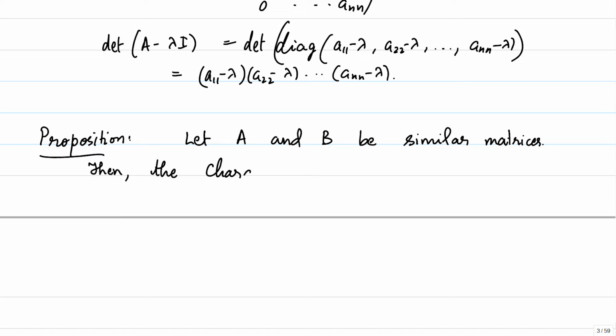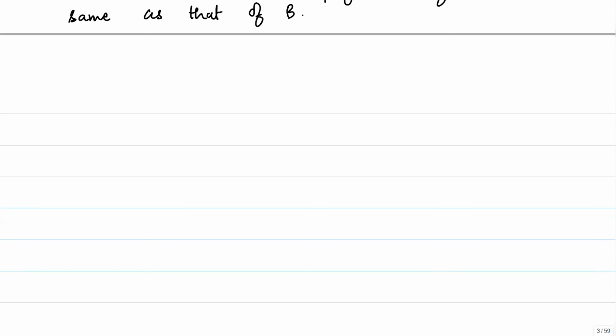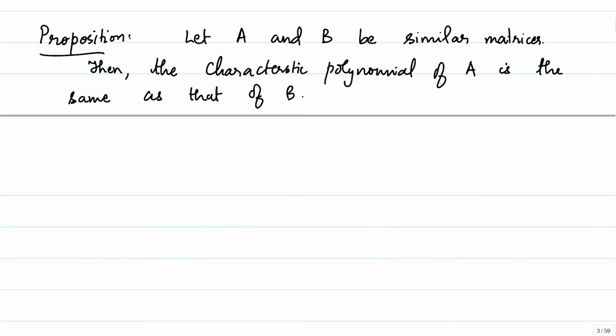Let's give a proof of this and then discuss the implications of the proposition. Notice once more, the proposition tells us that the characteristic polynomial is invariant under the property of similarity. In other words, if you have two similar matrices, the characteristic polynomial is the same. Let's look at a proof of this.